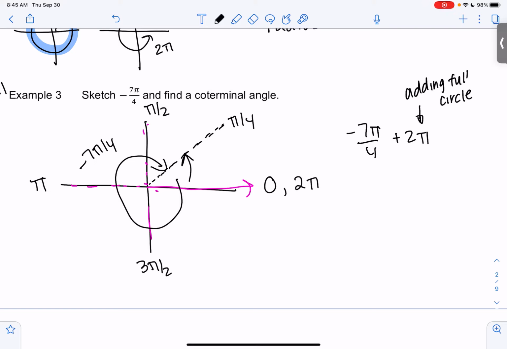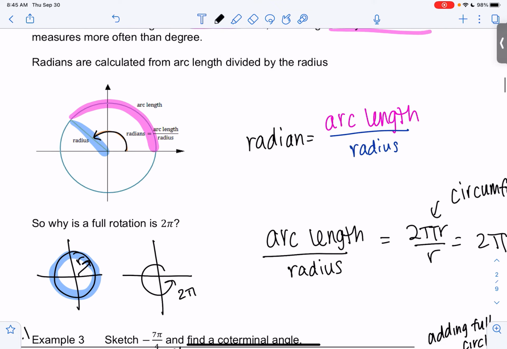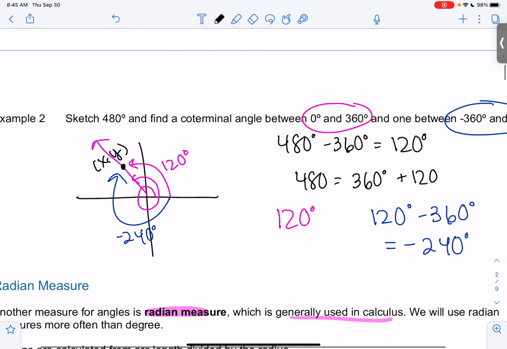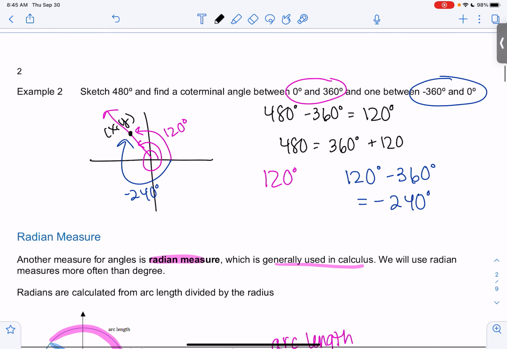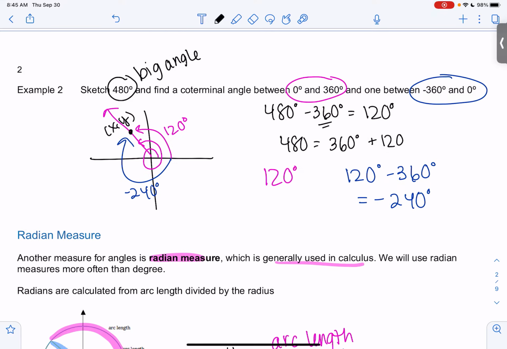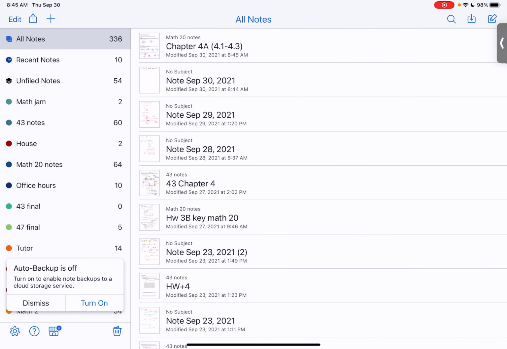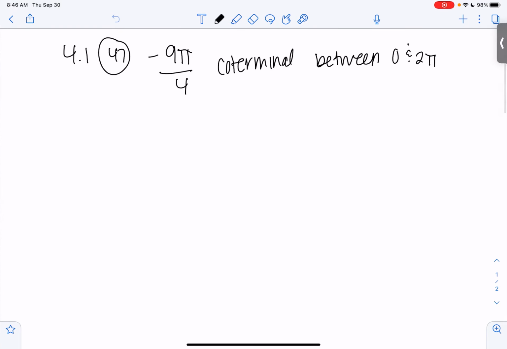So we land in the same spot, right? But we can go around multiple times to land there. That's what adding the 2 pi does. And that's what we had done in example 2 when we were in degrees. The difference in example 2 is we subtracted 360 because we had a big angle versus a negative angle. So we subtracted 360 for a full circle to see what angle would be between 0 and 360. So we can do this one either way depending on you as a student.